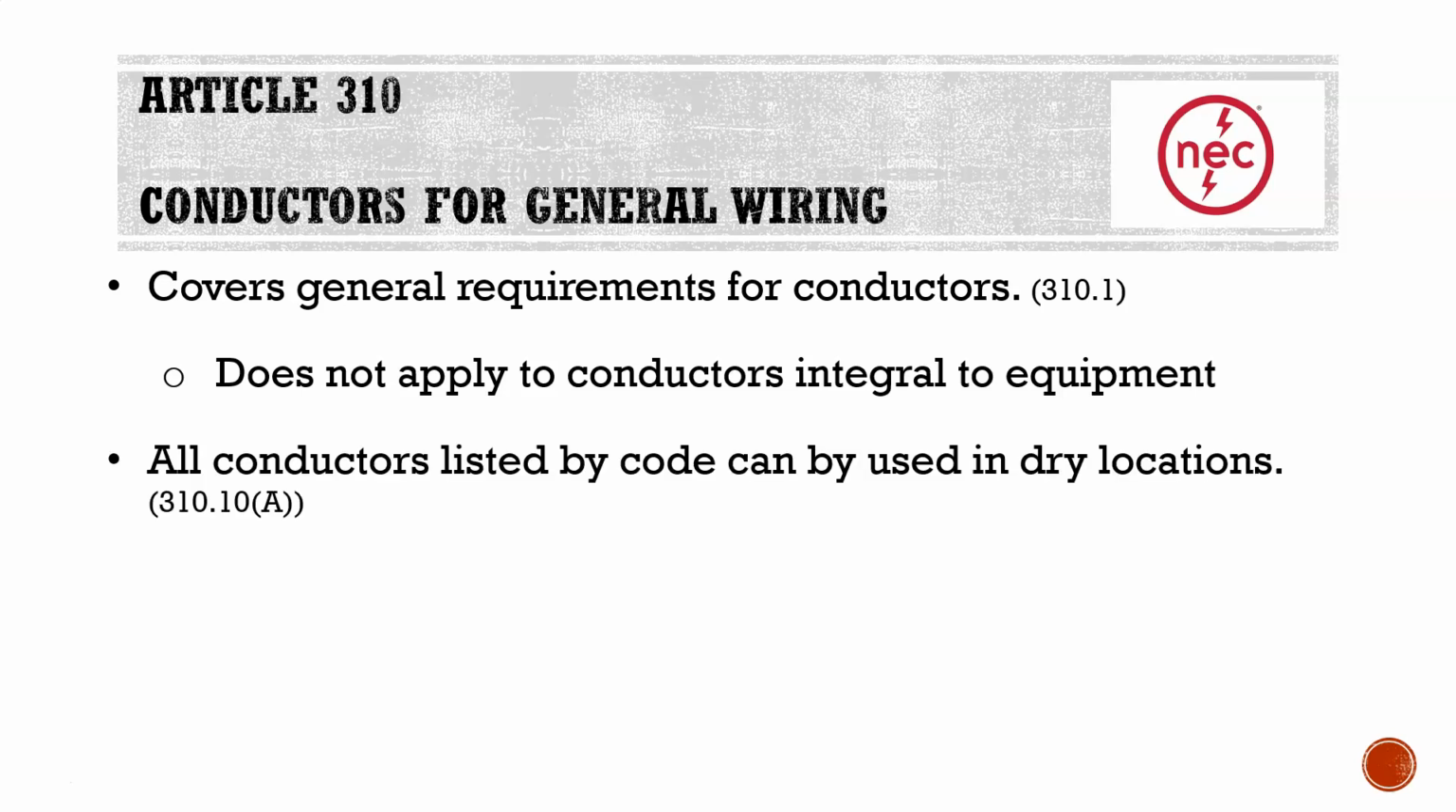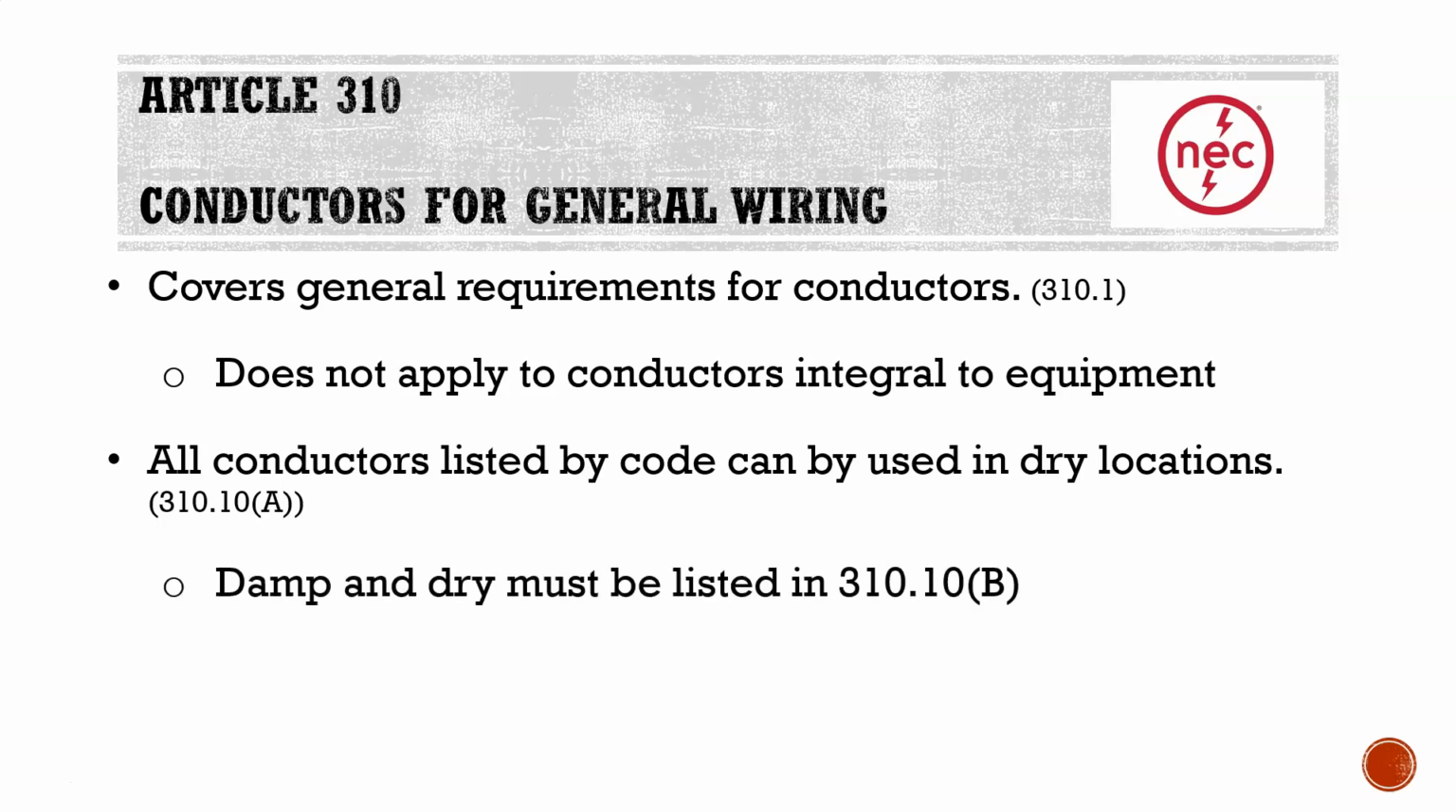All conductors listed by code can be used in any dry location. It's kind of a quick little note to start off here. In other words, any type of circuit conductor, and typically when we're referring to any type of conductor, we're talking about different insulation types. Any insulation type on any wire is suitable for dry locations. Now, we do have specific requirements for conductors that can be used in damp and dry locations, which are covered in 310.10b, and then we also have additional requirements for conductors installed in wet locations, which are listed in 310.10c.